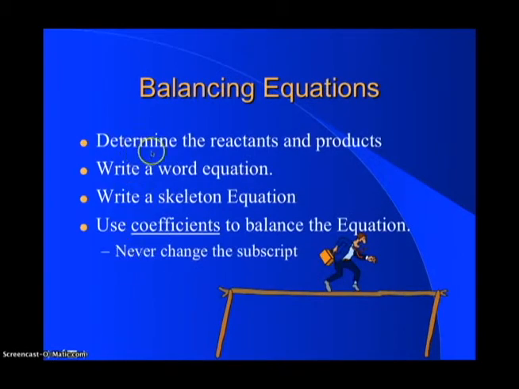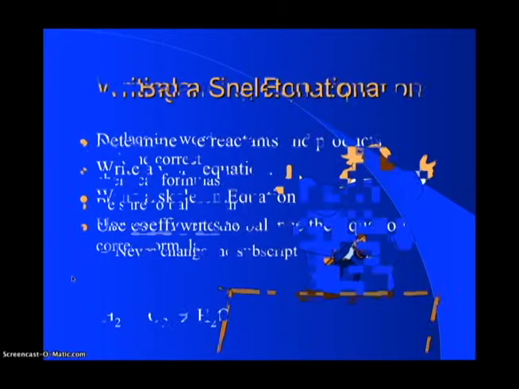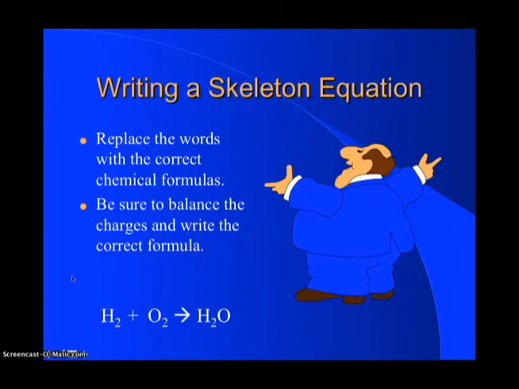Now, once we've determined our reactants and our products, we've written a word equation, then we need to translate that word equation into a skeleton equation. And simply, when you write a skeleton equation, you're replacing the names of the compounds with the formulas that those names represent. Again, make sure you balance the charges and write the correct formulas. So here, our word equation, hydrogen plus oxygen yield water. Well, we have hydrogen, H2, plus O2 for oxygen yield H2O for water. So there's a skeleton equation.